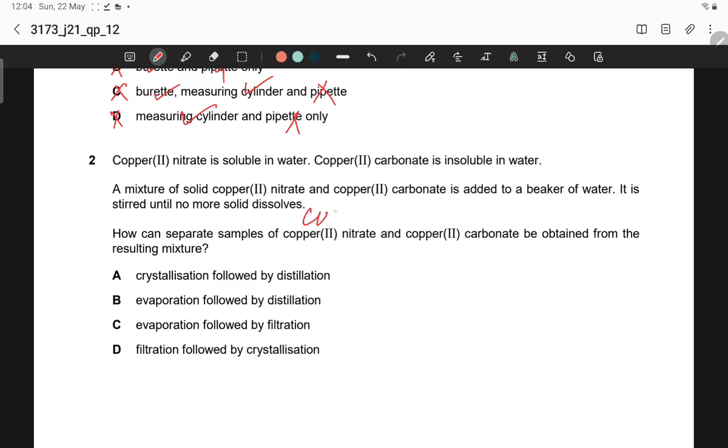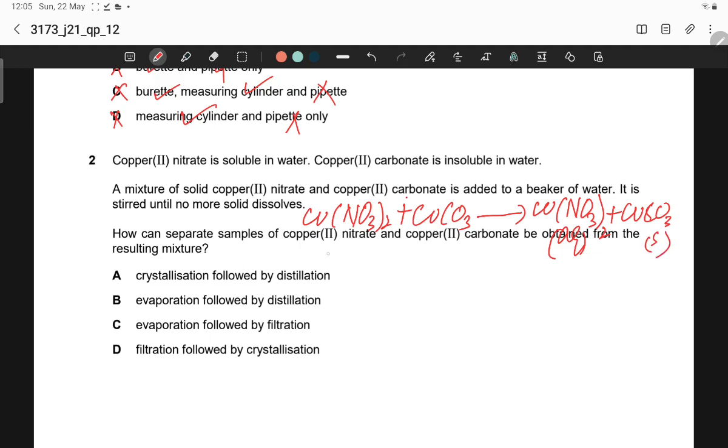The mixture of copper(II) nitrate, Cu(NO3)2, plus CuCO3 is added to the beaker. CuCO3 is insoluble in water and copper(II) nitrate is soluble in water. So when we dissolve in water, copper(II) nitrate dissolves in the water, but copper(II) carbonate cannot. So it becomes aqueous and CuCO3 remains insoluble in water.